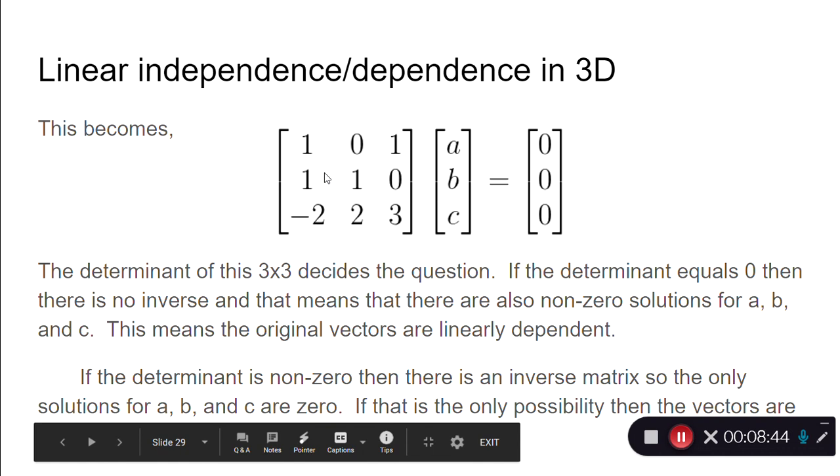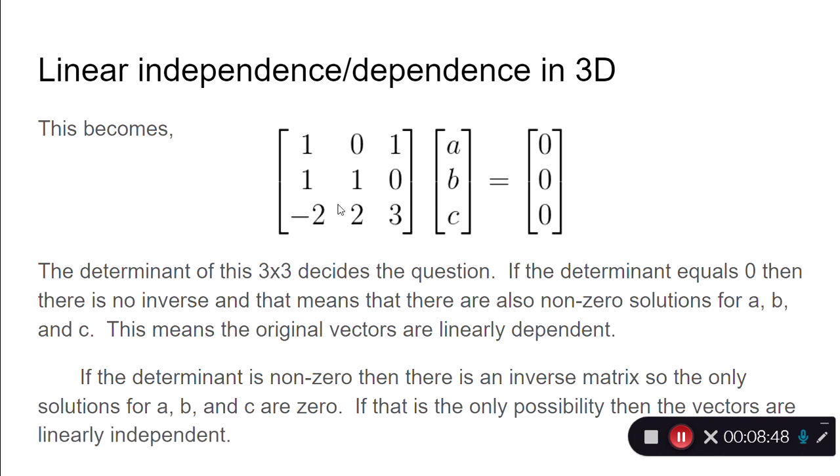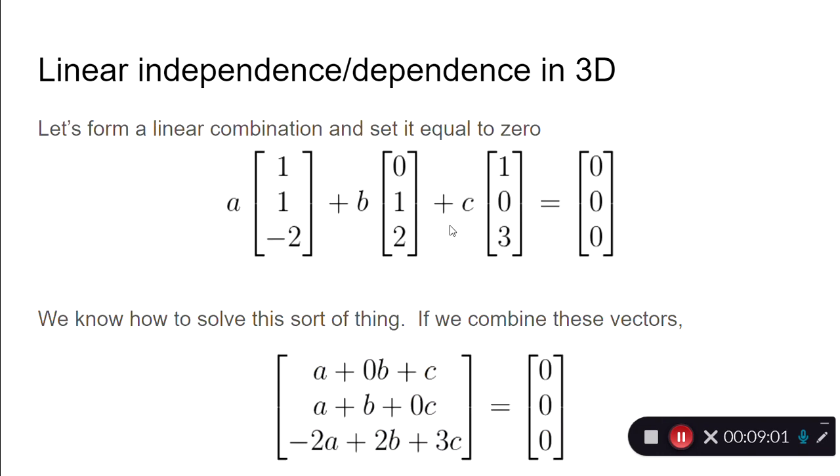If the determinant is non-zero, then there is an inverse matrix, so we can solve this equation, and the only solution will be A equals B equals C equals 0. So the only solution is A, B, C equals 0, which means these are independent. There's no way of writing one using the others.